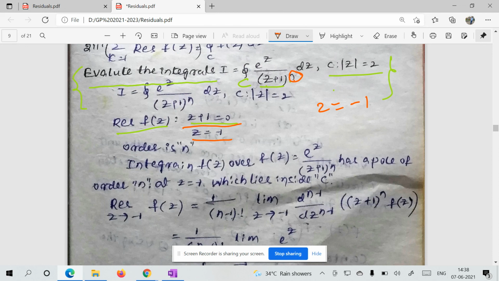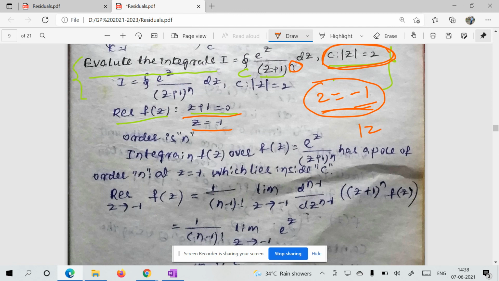A very important point is that we have to check whether z equals minus 1 is a point inside the contour C or not. By equating z plus 1 equals 0, we get z equals minus 1. Here the key role is whether z equals minus 1 is inside the contour C or not. So what is the contour C?